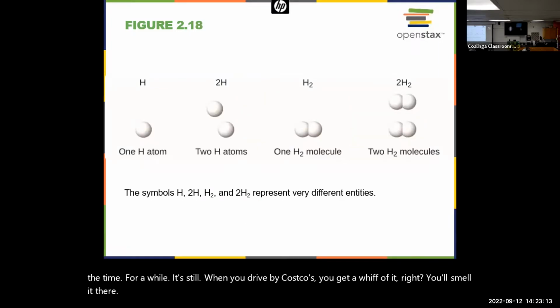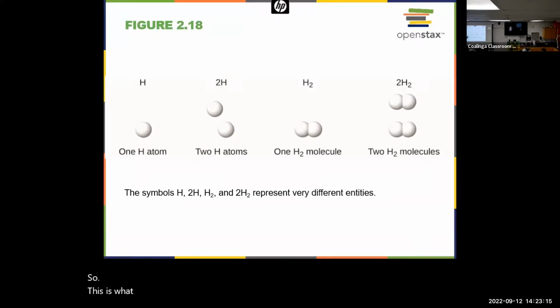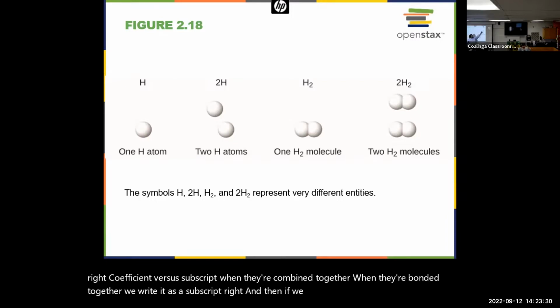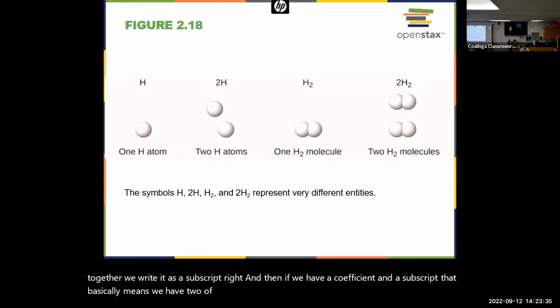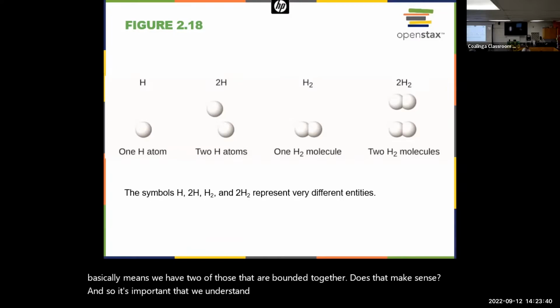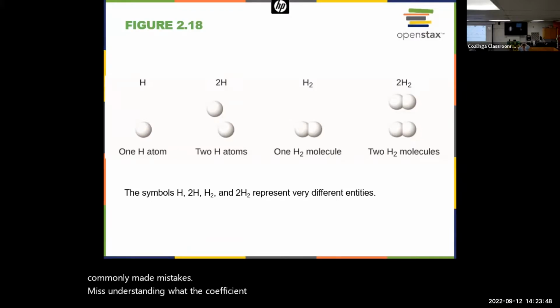This is one atom of hydrogen. This is two atoms of hydrogen. You see that we use that coefficient, right? Coefficient versus subscript. When they're bonded together, we write it as a subscript. And if we have a coefficient and a subscript, that basically means we have two of those bonded together. Does that make sense? It's important that we understand this, because this is one of the most commonly made mistakes: misunderstanding what the coefficient means versus the subscript.